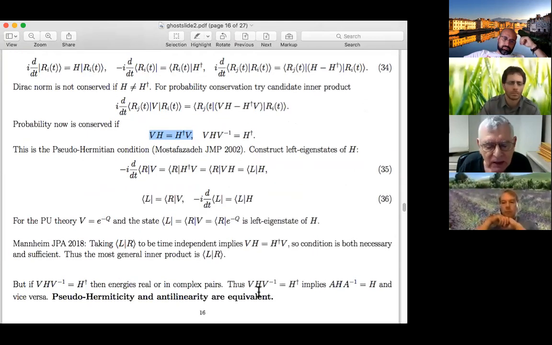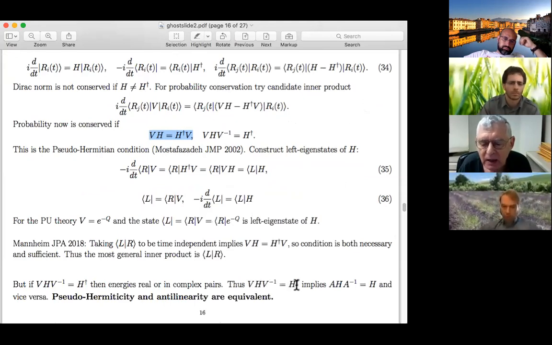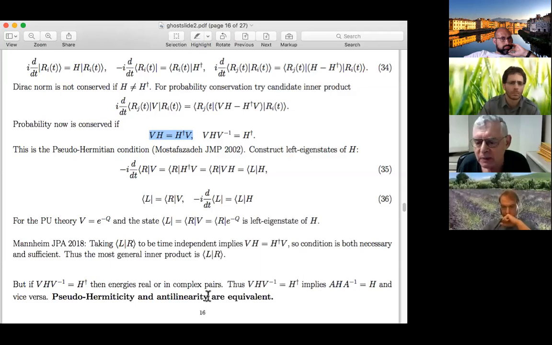And then later on, if V sends H to H dagger, and that's a similarity transformation, then H and H dagger have the same eigenvalues. And the eigenvalues are either real or in complex conjugate pairs. And therefore, this is the same condition as having an antilinear symmetry.